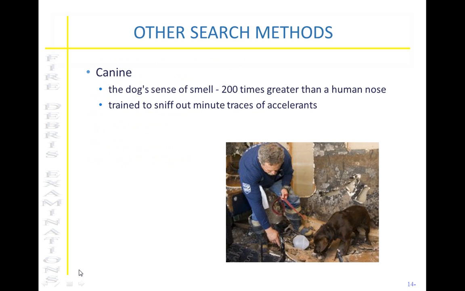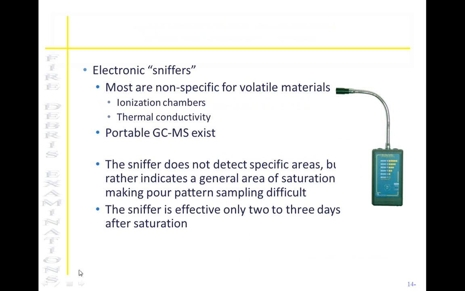In addition to the visual searches, a lot of times canines will also be used to search a fire scene. The dog's sense of smell is 200 times greater than the human nose, and many dogs have been trained to specifically sniff out very small trace amounts of accelerants. There are also several electronic devices that can be used, electronic sniffers, that are more or less like a portable gas chromatograph with a mass spec attached. However, when using these types of instruments, it doesn't confine it to a small area. So it's going to give you more of a general area where that saturation may have occurred. Also, sniffers are only effective for approximately 2 to 3 days after the liquid has been added to the scene.